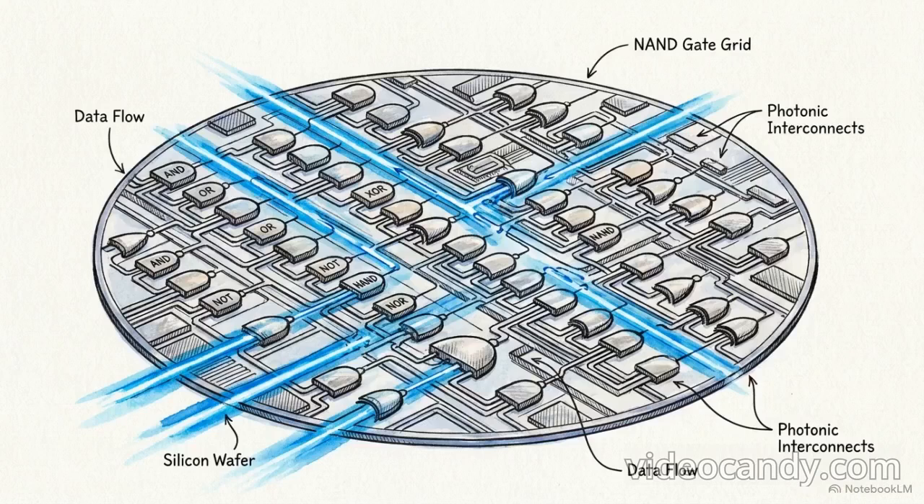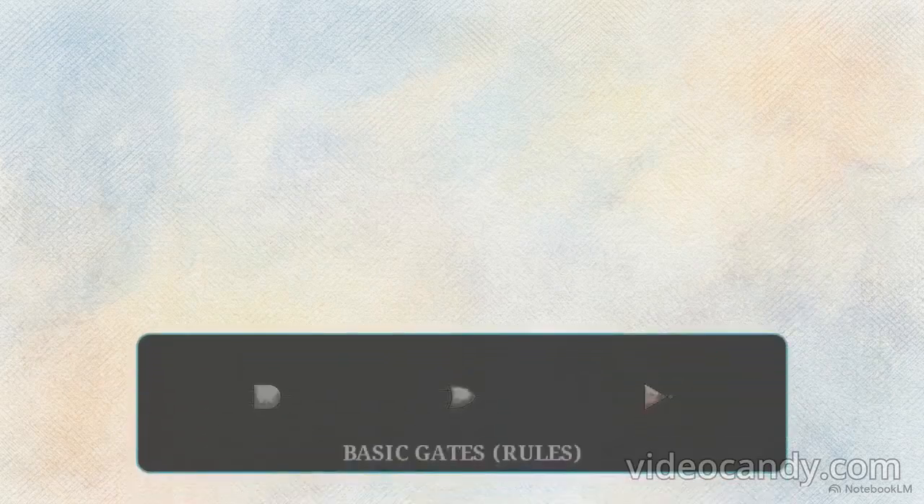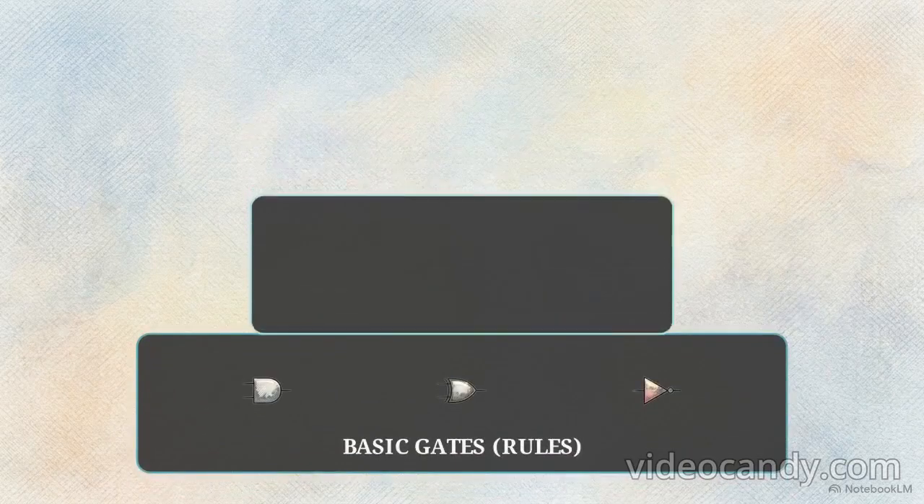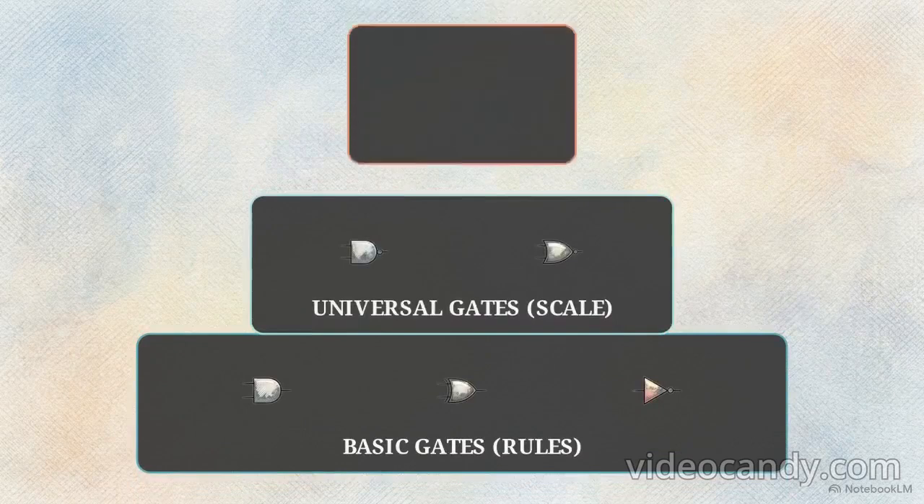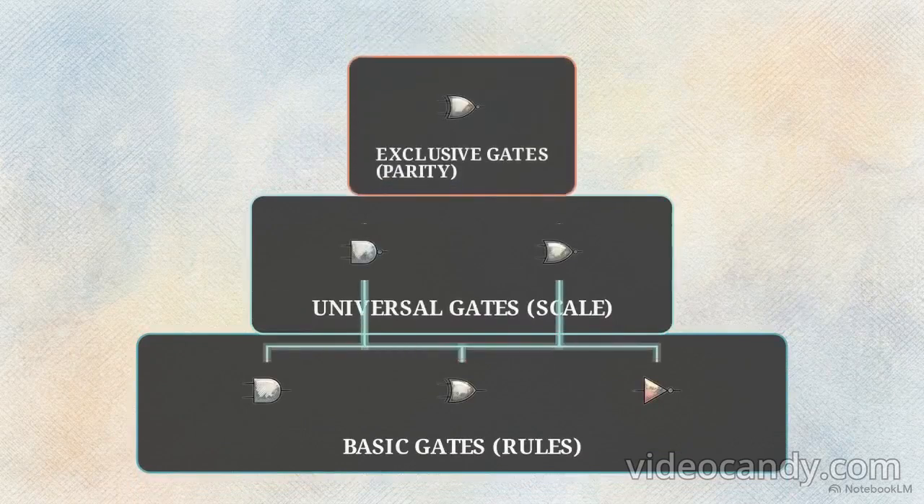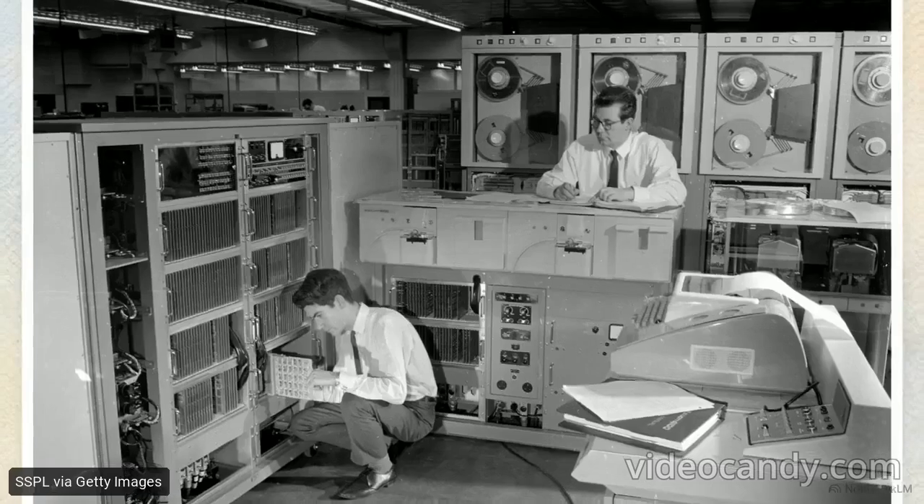When you step back from a single lab bench experiment, you enter the realm of mass manufacturing. These physical gate structures are miniaturized, duplicated, and etched by the millions onto integrated circuits. The hierarchy is absolute. Basic gates provide the core rules. Universal gates deliver manufacturing scale. Exclusive gates manage complex parity checks in a single package.